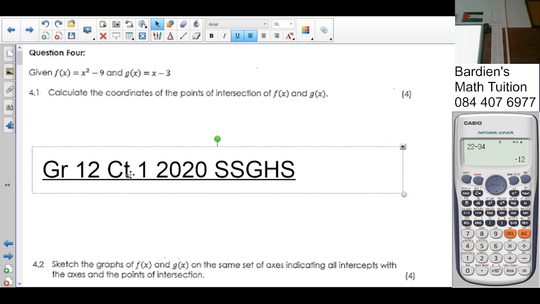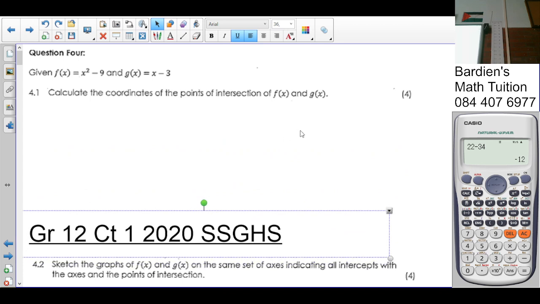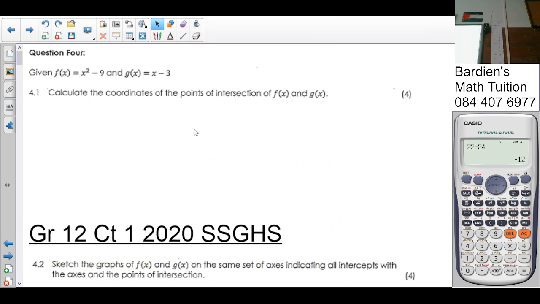People, this is question 4. You are given f of x equal to x squared minus 9 and g of x equal to x minus 3. What type of graph is f of x? The parabolic graph, not so. And then the g of x equal to x minus 3? The straight line graph. Question 4.1 says calculate the coordinates of the point of intersection of f and g.